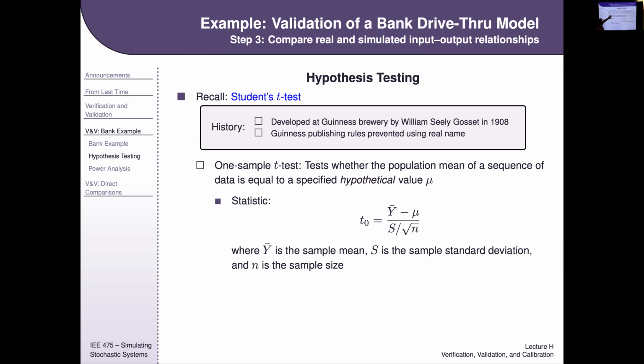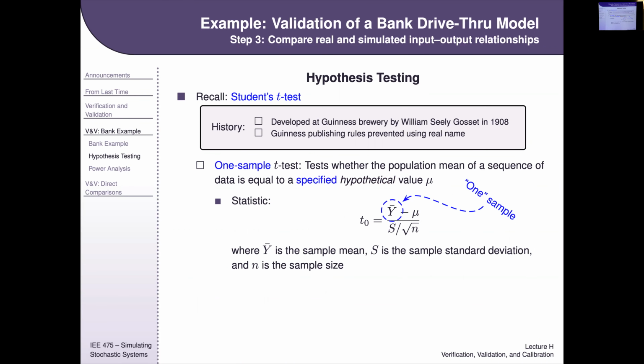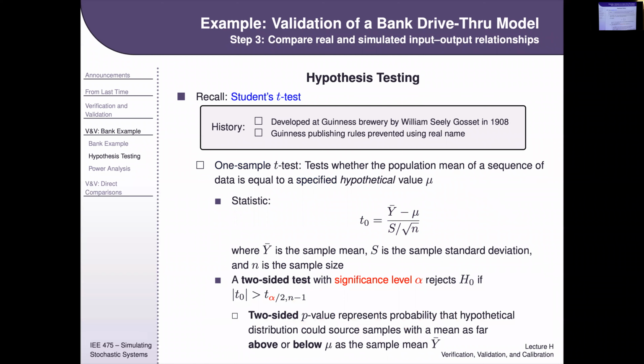So I don't put all 6 of these data into the t-test, I put their average into the t-test. That's why it's called a one sample t-test. And then I'll put the hypothesized average over there. So if my data are independent and drawn from a normal distribution with this hypothetical mean, then I would expect under the null hypothesis that this t statistic would look like a student's t distribution. And that's how I can check to see if my deviation is off or not.